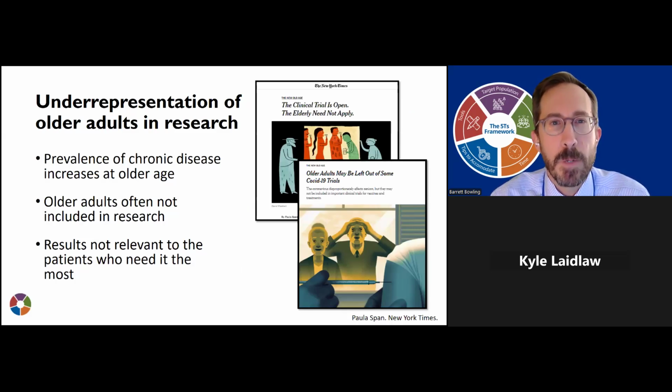So I want to talk a little bit about the problem of underrepresentation of older adults in research. We know that the prevalence of most chronic conditions increases at older age. However, older adults are often not included in research studies, and this may be through intentional age cutoffs or unintentional exclusion criteria that affect older adults. And really what this means is that results of most research studies, or many research studies, may not be relevant to the patients who need it the most.